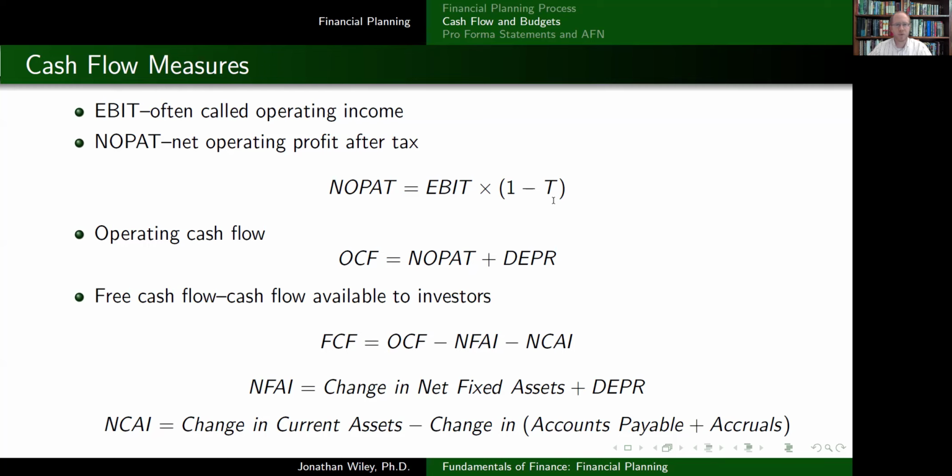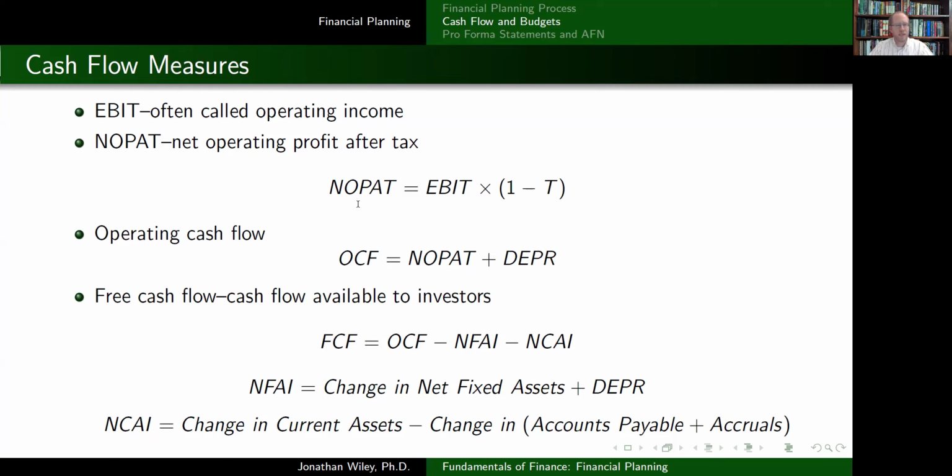So if the tax rate was 20%, 1 minus 0.2 would be 80%, basically saying I take 80% of my operating income, and that's going to give me my net operating profit after tax. This is essentially what I would have as a profit for a business if I had no interest and no unusual items on my income statement. That's basically the profit I would have had.